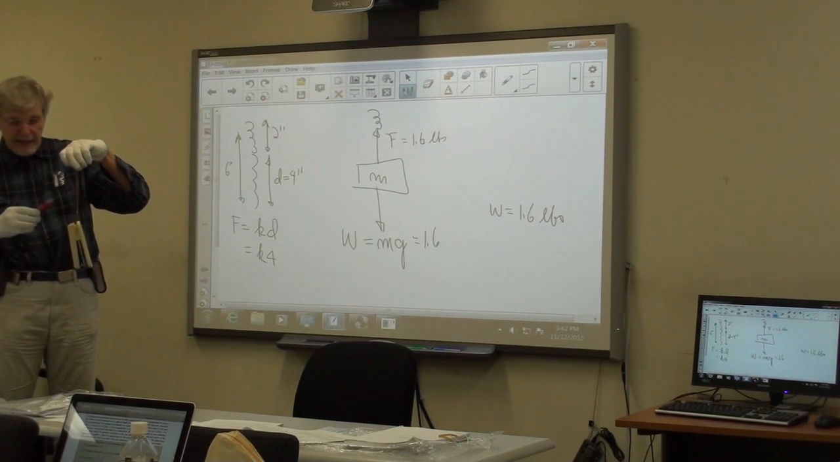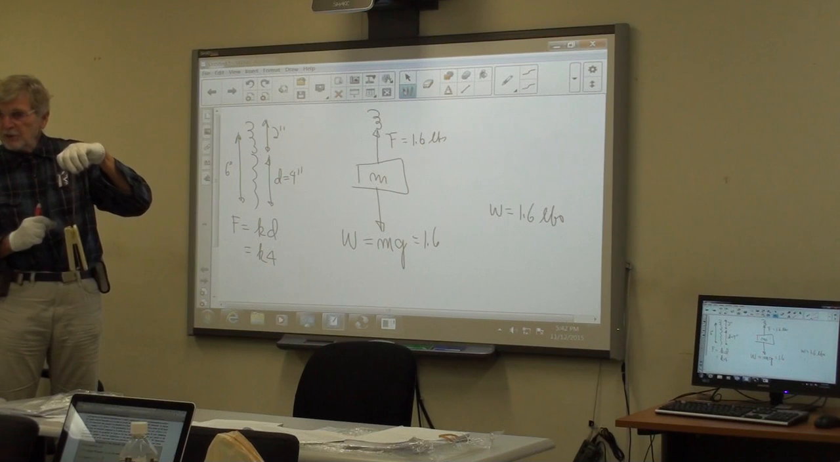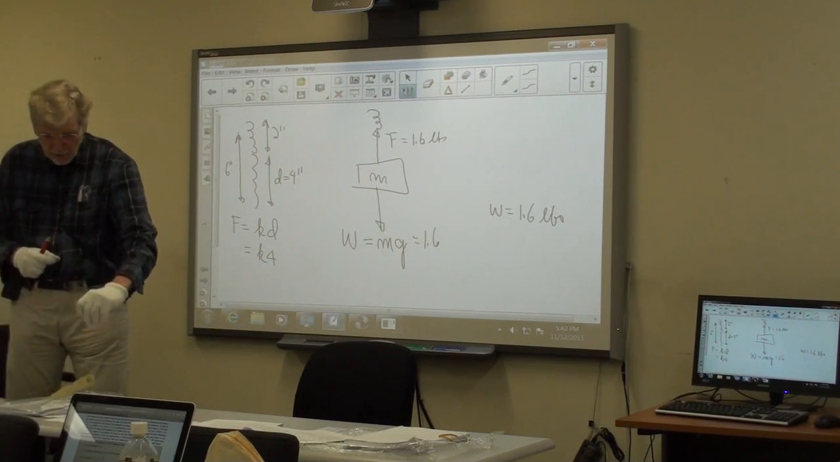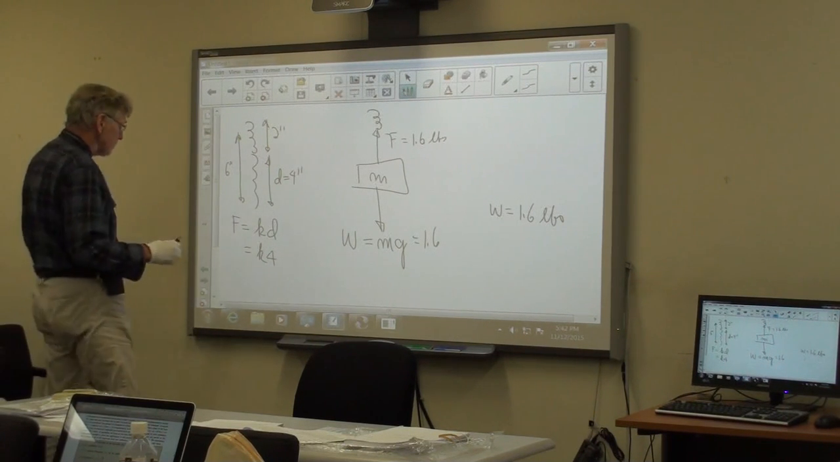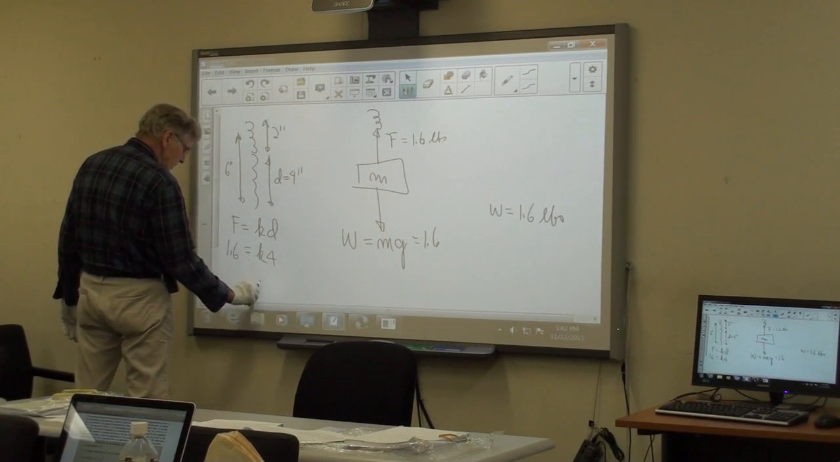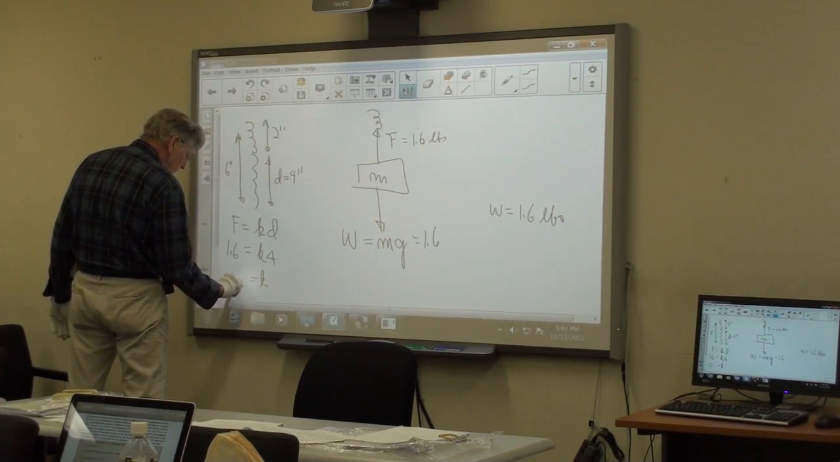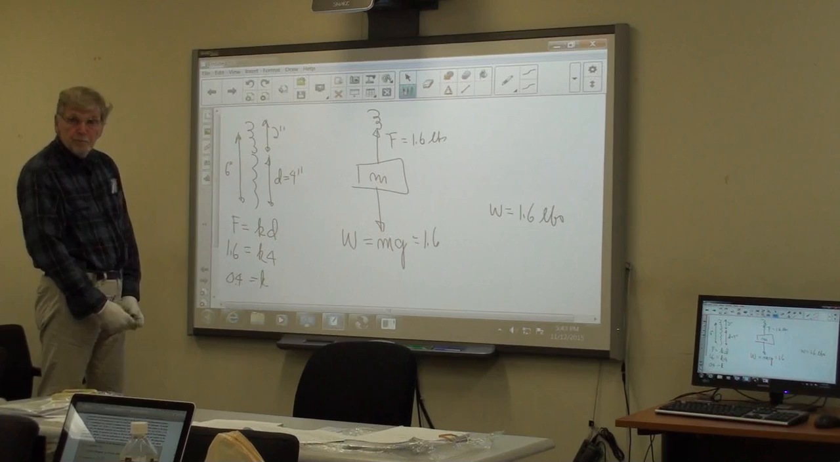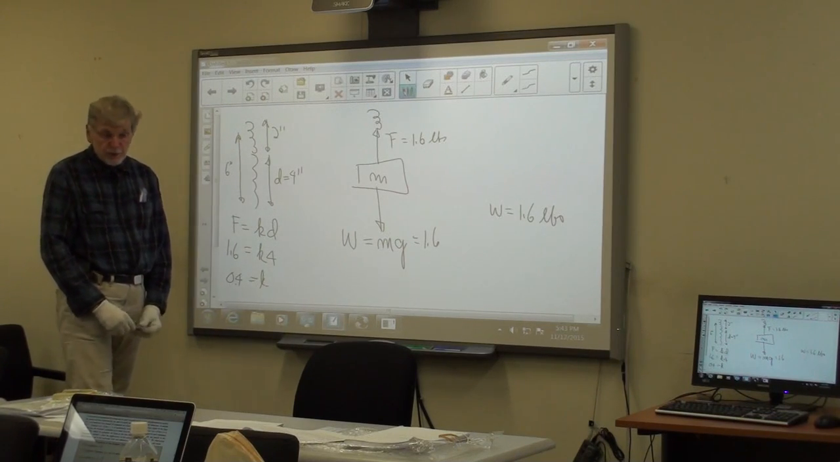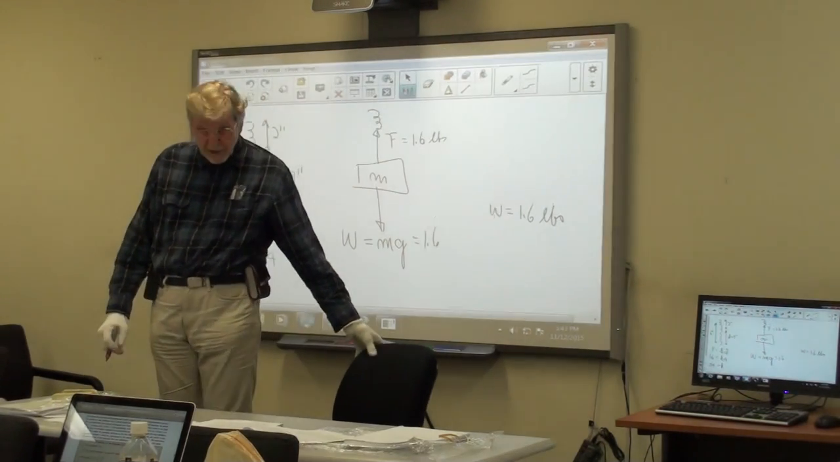All you do is hang a known weight from it and see how much it extends. And this gives you a way to measure the K of any spring. So this tells me that K is equal to 0.4 for this spring. So this is how you measure the K for any spring.